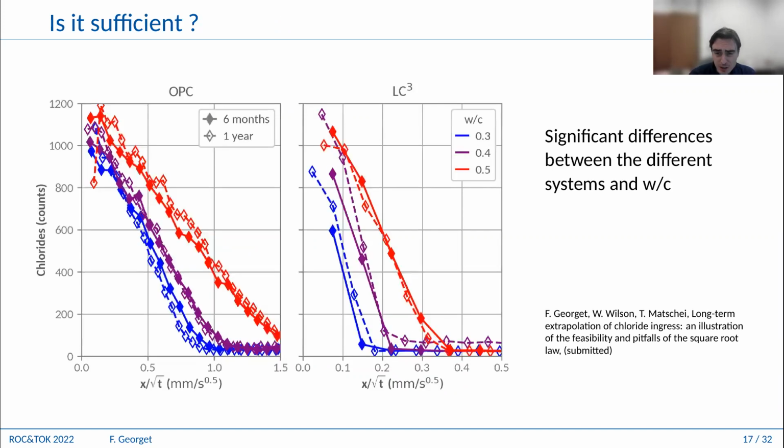And is it sufficient? Yes, it is sufficient. This is a set of data that I can show you that has been obtained on OPC and a limestone calcined clay cement. And as you can see, in this simulation, not only can we see that there are many different diffusivities between the systems, but even for the same system with different water to cement ratio, we can obtain meaningful differences. So this equivalent diffusivity can tell us a lot about the intrinsic behavior of our system.